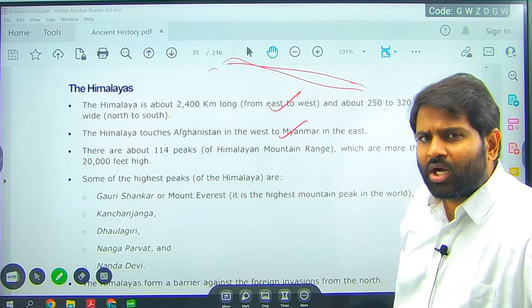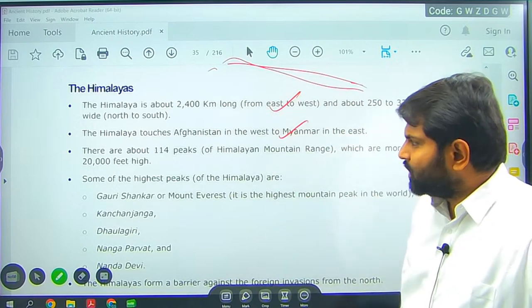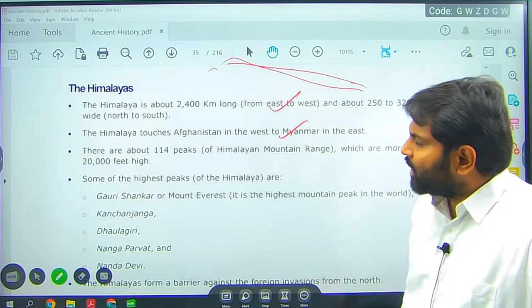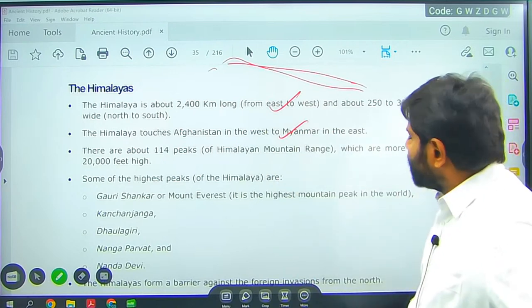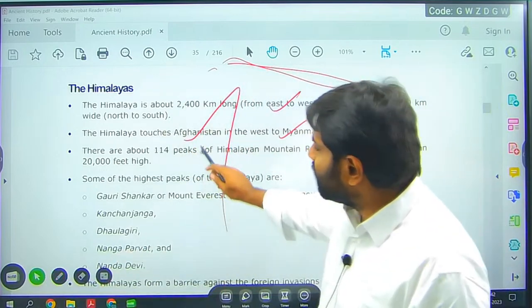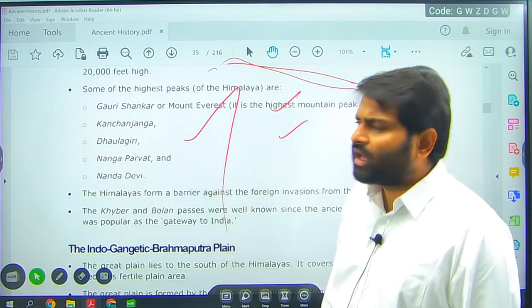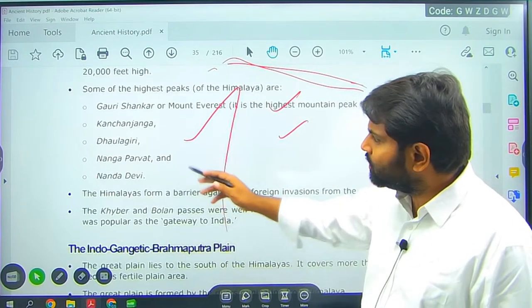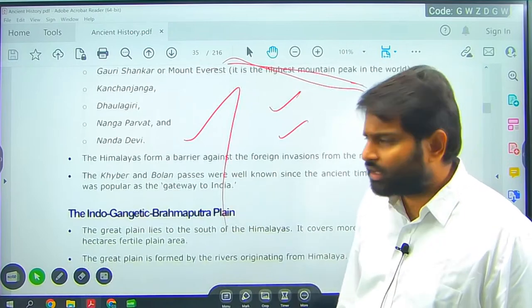These are like compound walls, the higher lands. There are about 114 peaks of the Himalayan mountain range which are more than 20,000 feet high. So we can say this is the third pole of the world. Some of the highest peaks here are Gauri Shankar, Kanchenjunga, Dhaulagiri, Nanga Parbat, Nanda Devi.